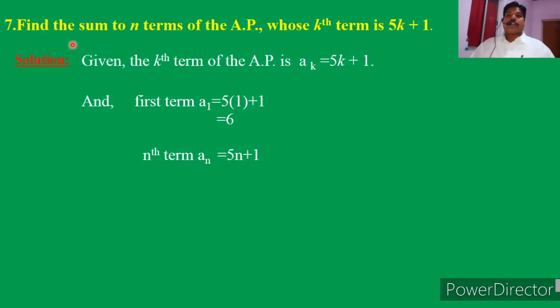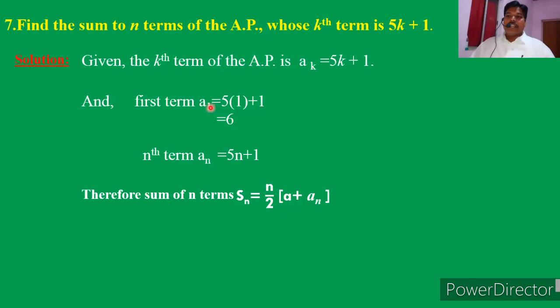In the question they are asking, find the sum to n terms of the arithmetic progression. So already you know the formula. What is that? The sum of n terms Sn is equal to n by 2 into a plus an. Here a means the first term. The first term is nothing but a1, so you can take a or a1 by your choice.